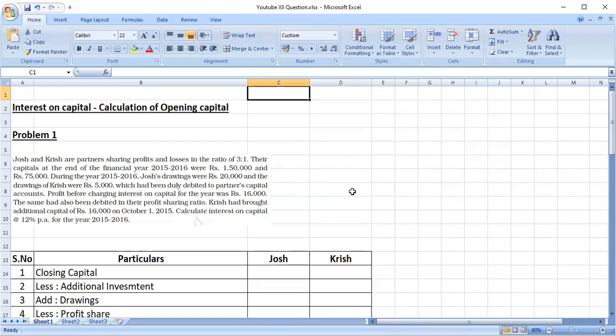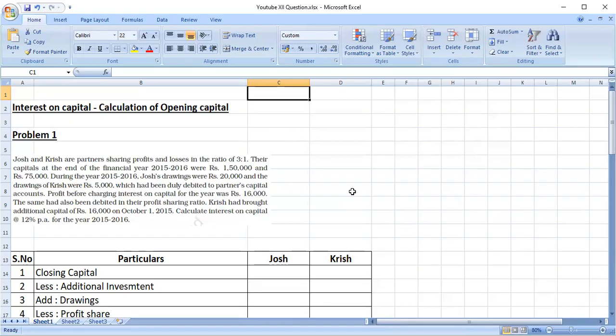And Krish has brought in an additional capital of 16,000. You're supposed to calculate interest on capital at the rate of 12%. Why I told you interest on capital not being provided is the most important thing is that it is the difference between this question and the new question that is asked in the sample question paper. Anyway, when you look at the second question, you will understand how it changes things. As of now, let's just focus on solving this problem.